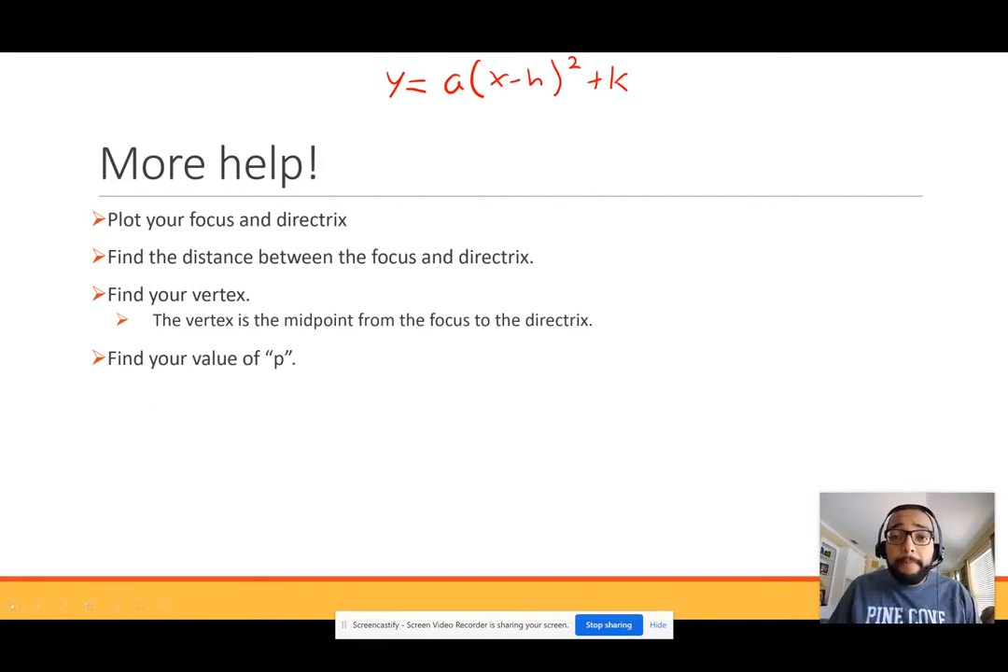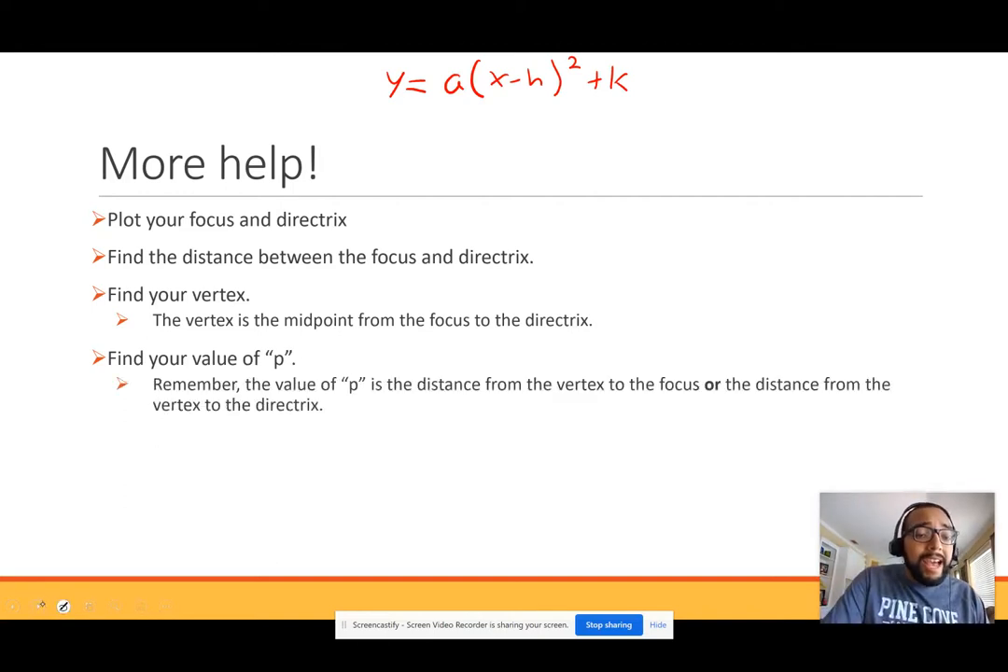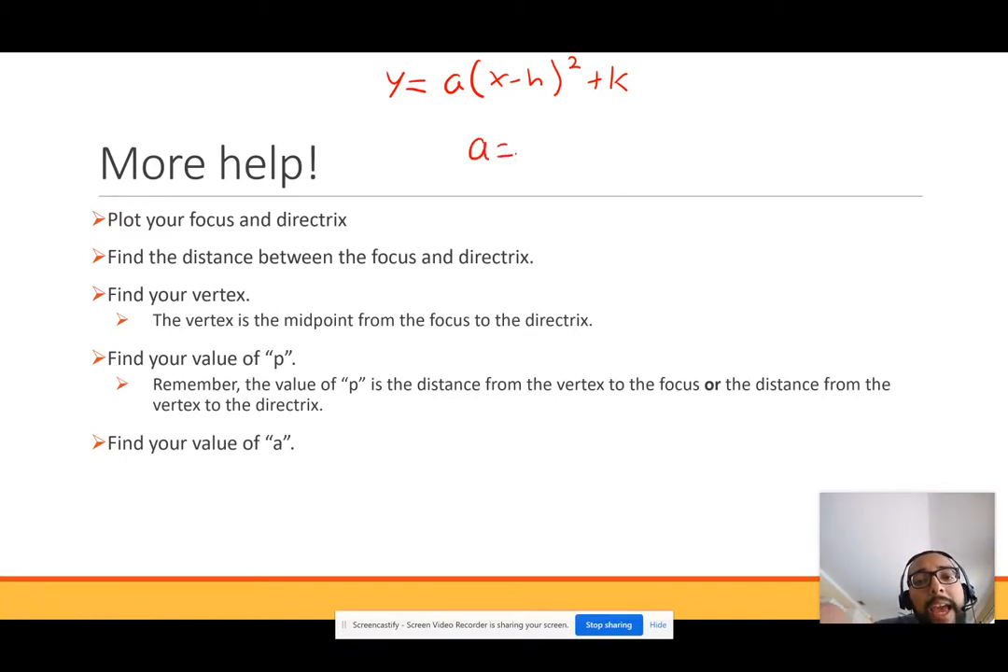Find your value of p. Now your p value is the distance from the vertex to the focus or from the vertex to the directrix. Those are both the same value. It doesn't matter if you count the units from the vertex to the focus or from the vertex to the directrix, because the vertex is in the middle of those two. Now, if you forgot how to find your value a, remember the equation is a equals 1 over 4p.